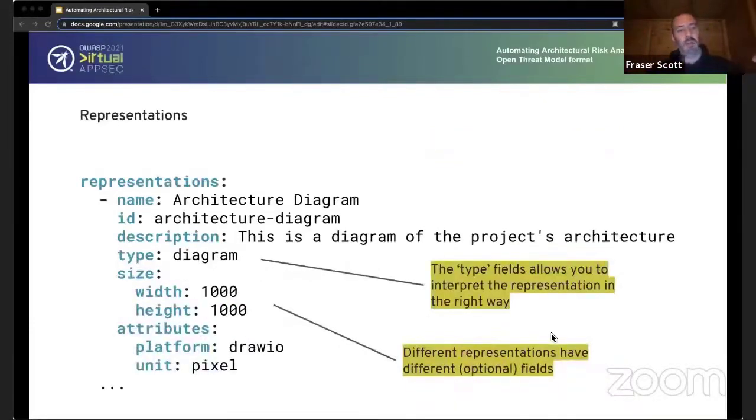Representations here, we can see an example of an architecture diagram. The type field allows you to interpret the representation in the right way. So as we said before, a diagram can have spatial context, width, height, X and Y, that doesn't make sense for code. So we want to be able to say, right, this representation is of type diagram, and therefore here are some properties associated with that. If you don't want to provide them, you don't have to, of course.